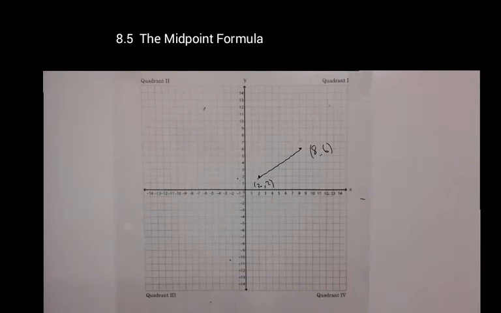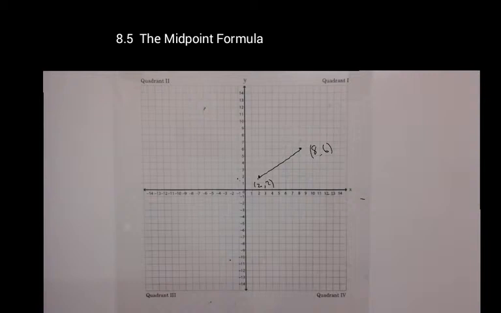In this lesson, in Chapter 8, we're going to learn how to find the midpoint of a line segment that is located on a coordinate grid. When we talk about a coordinate grid, remember that we can name locations on the grid by a set of numbers, the x-coordinate and the y-coordinate.